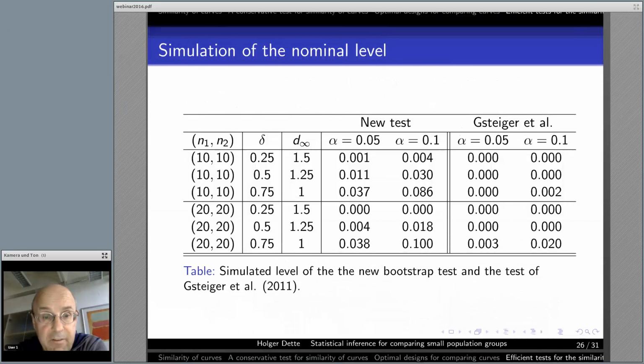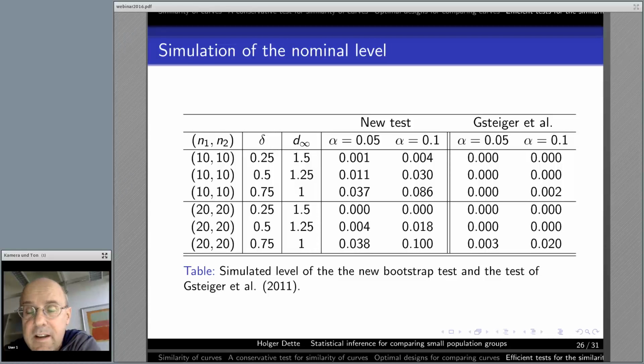Okay, sample sizes are very small, and maybe you recall my last point. My last point was that the level should be close to the nominal level, so to alpha, if we are at the boundary of the hypothesis. So it's the difference between the two curves is 1. Then the level should be close to alpha, and we see, at least for the 10% level, the level of the new test is very close to the nominal level.